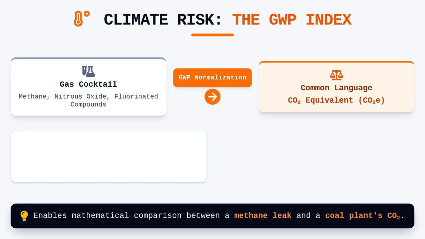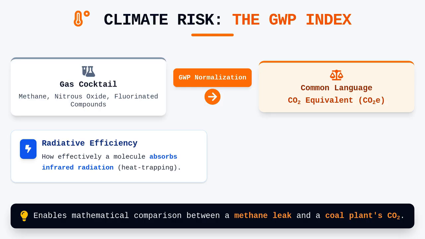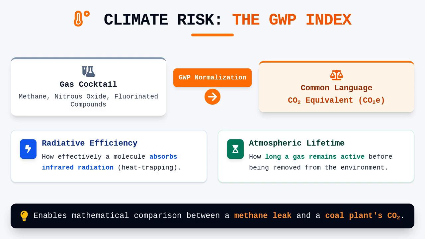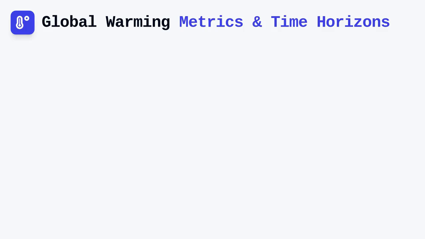The physics behind this relies on two primary factors: the radiative efficiency of the molecule and its atmospheric lifetime. Radiative efficiency describes how effectively a molecule absorbs infrared radiation, while the atmospheric lifetime dictates how long the molecule remains active before it is broken down or removed from the environment. Because these gases degrade at vastly different rates, the time horizon chosen for the GWP calculation, most commonly 20 or 100 years, significantly alters the resulting values.